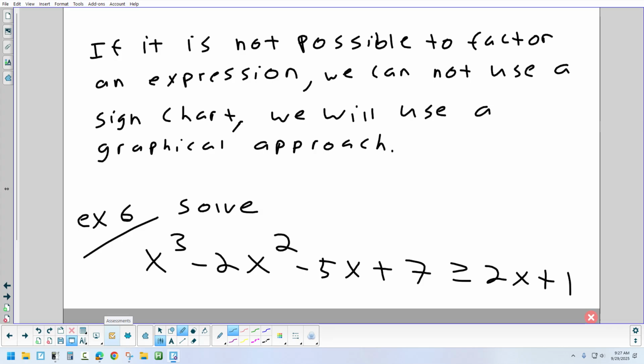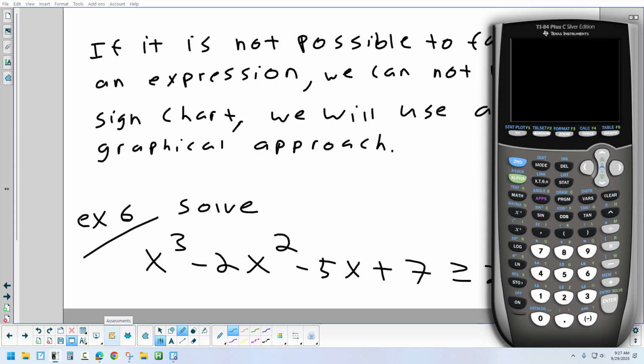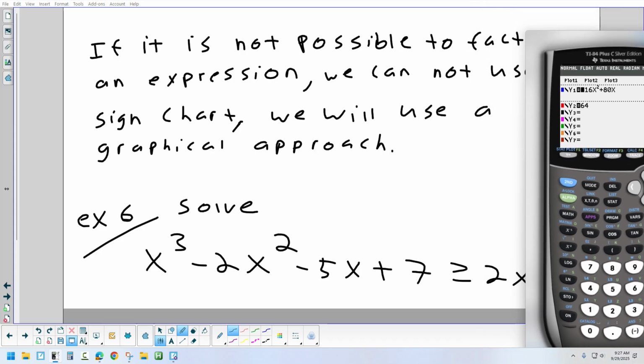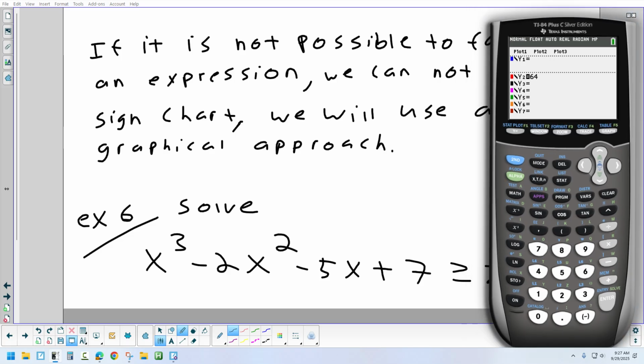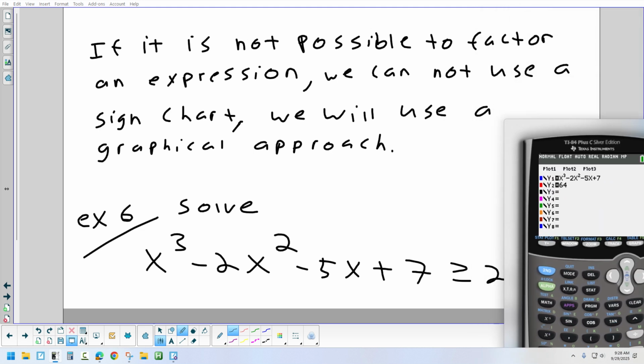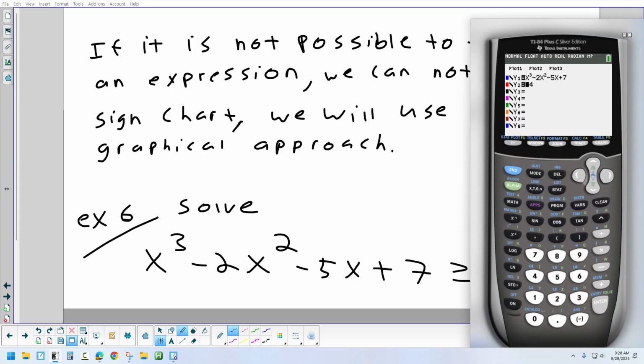Right? We did the rocket problem. I'm going to leave what's on the left the way it is, leave what's on the right the way it is, and graph two separate things. So let's put in x cubed minus 2x squared minus 5x plus 7. And we've got, what is that? 2x plus 1.